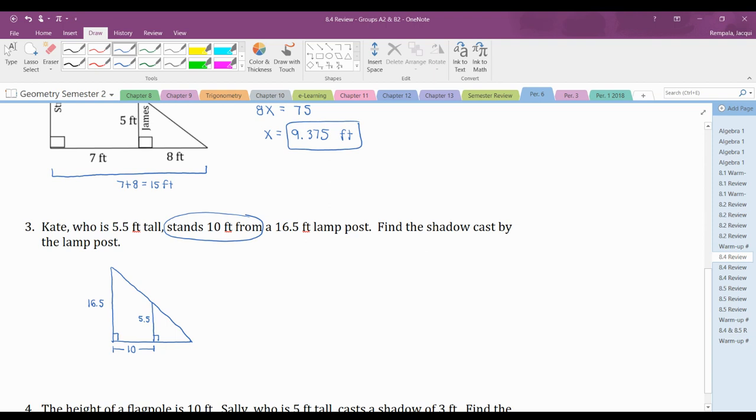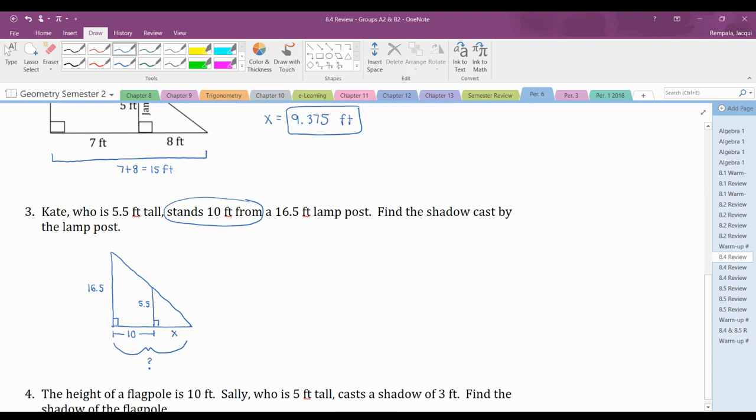They want us to find the shadow cast by the lamppost. Now, technically, the shadow is this whole entire bottom piece. But I need information based off of triangles, and right now, that small triangle only has one side. So I'm actually going to call the shadow of the small triangle, so the shadow of basically Kate, X, and I'm going to solve for X first. But then I need to recognize that X is not my final answer. I want the entire bottom of that big triangle. So just like before, I want to think about something like height over shadow. So that's going to equal the height over the shadow.